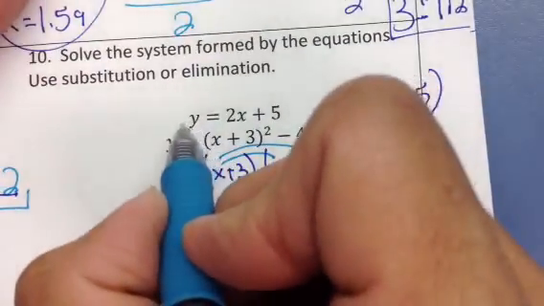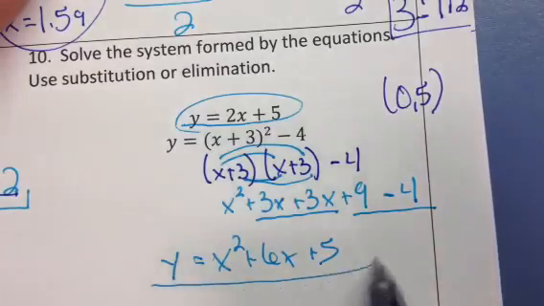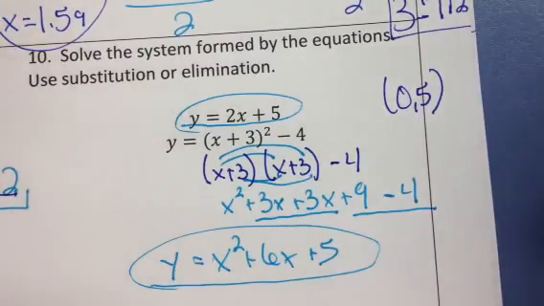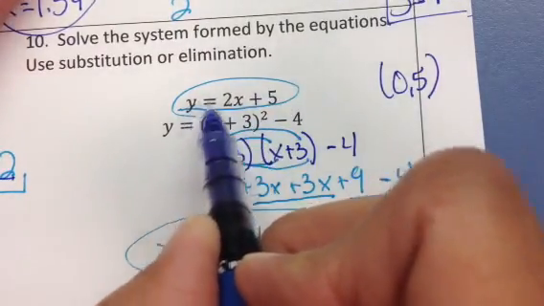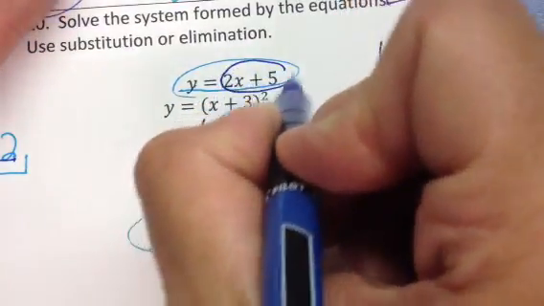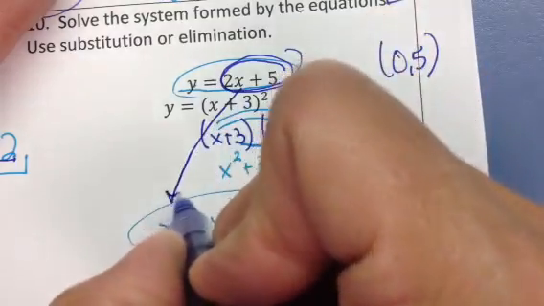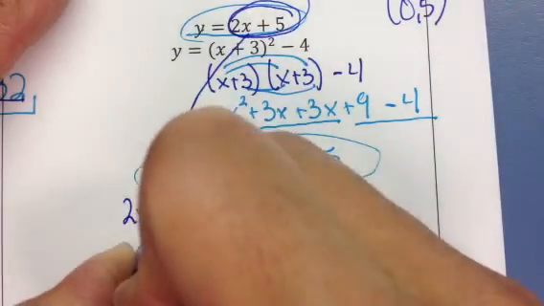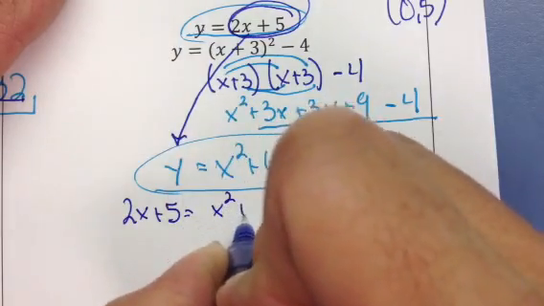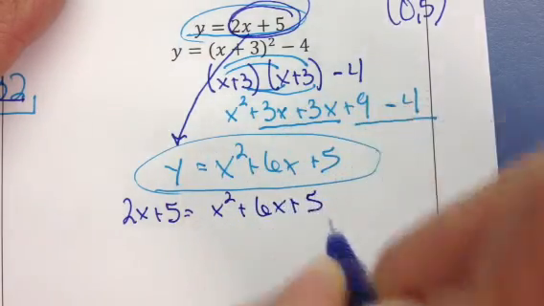So I have this problem, and I have the new version. And so, again, you can use any method you want. I think I'm going to use substitution. So since all of this equals y, I'm going to take the fact that this is y and just put it into here instead of lining it up. So y goes out, and 2x plus 5 goes in its place. Now I'm ready to solve.